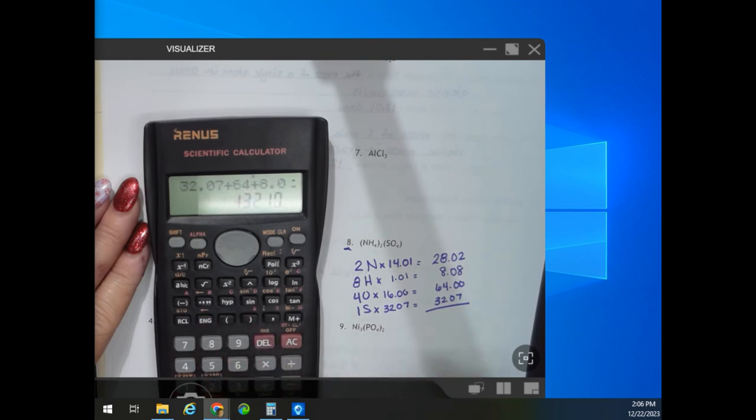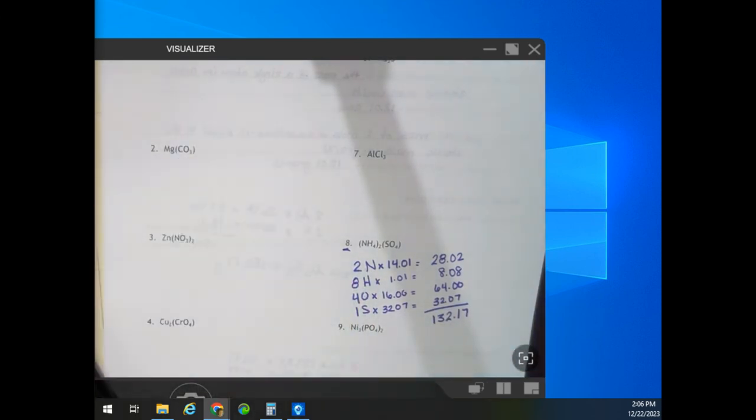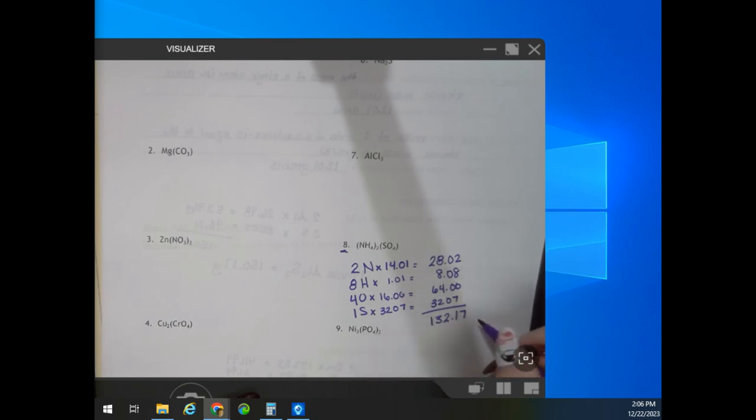And something you're going to hear me say a lot this semester is show your work, show your work, show your work. Because if you don't show your work, I don't know whether you copied down someone else's answers or you actually did it. So 132.17 grams is equal to 1 mole of ammonium sulfate.